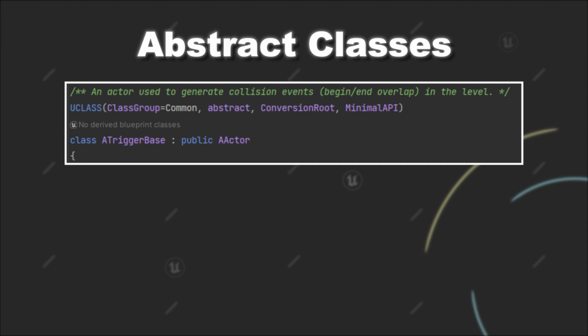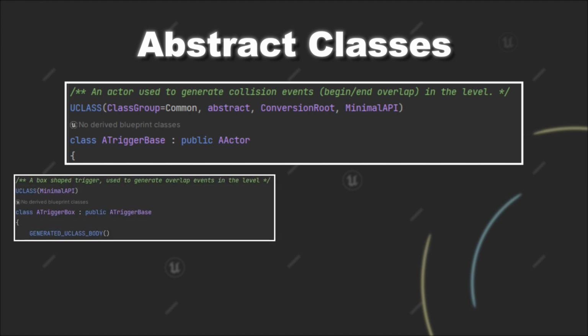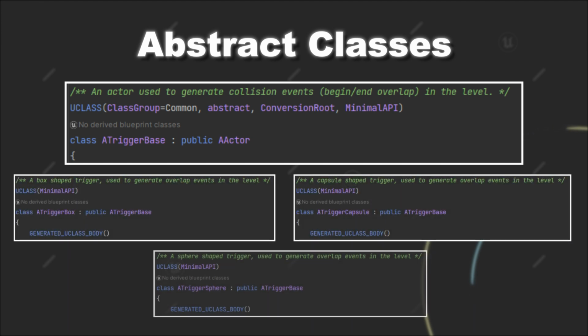An example use case of the abstract specifier can be found in the ATriggerBase class, which is the base class for triggering collision events based on a given shape. However, the exact shape is provided through child classes, like TriggerBox, TriggerCapsule or TriggerSphere. So TriggerBase provides the skeleton for the functionality, but it doesn't make sense to put an instance of this class inside your level, since the shape of the trigger is provided by the child classes.